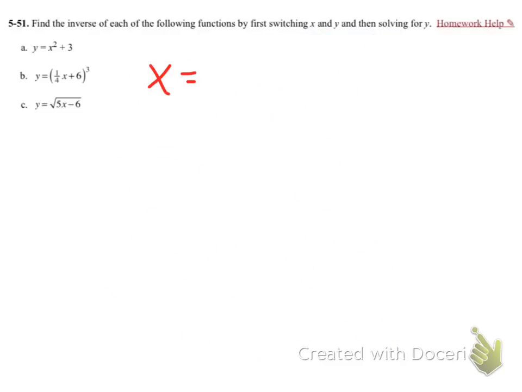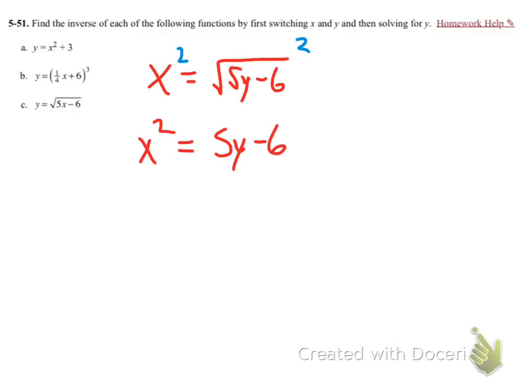So x equals the square root of 5y minus 6. And for this one, I'm going to square both sides first, because everything on the right side is underneath the radical. So I have x squared equals 5y minus 6. I am then going to undo the negative 6, so I add 6 to both sides. So I have x squared plus 6 equals 5y.